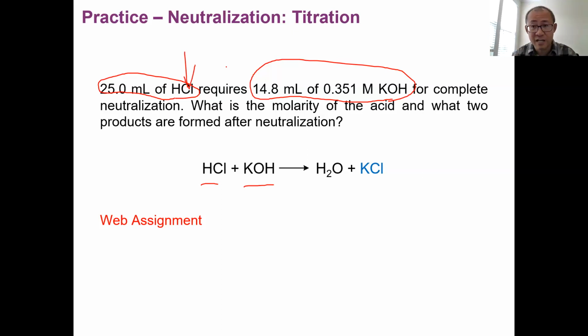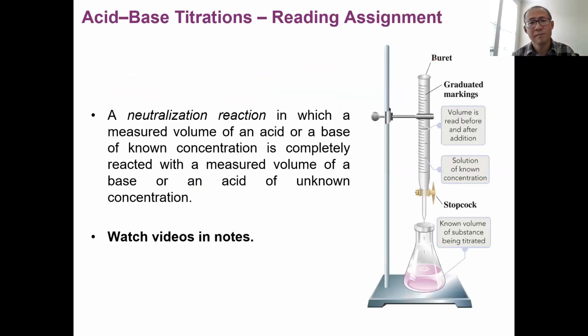And we call this technique titration. Okay, what is titration? Titration is basically a neutralization reaction. You know how these acid and base react. Then you use a measured volume of an acid or a base, and you know the concentration of it, to determine the concentration of the unknown acid or base. Of course, you know the volume of each.